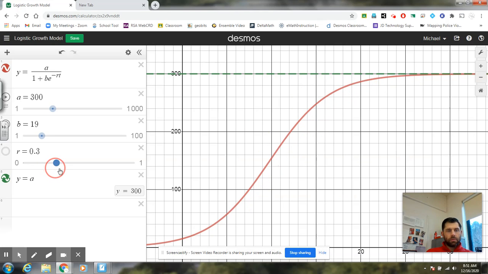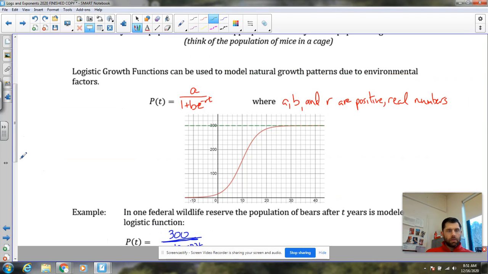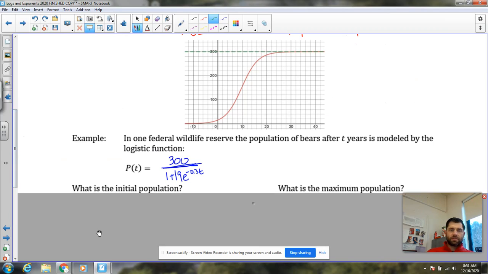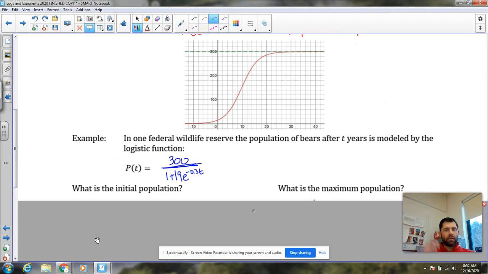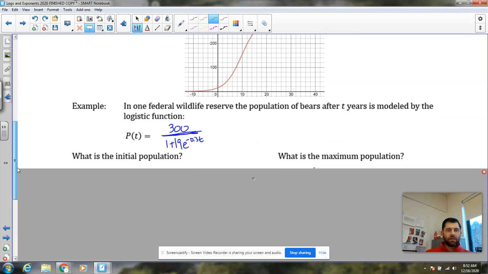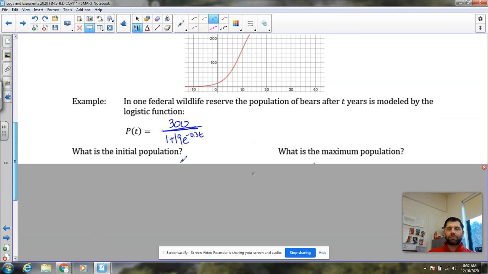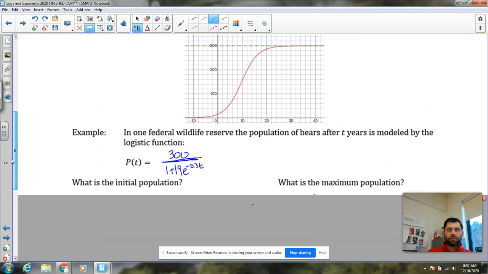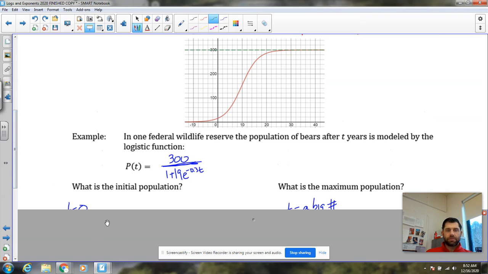Okay, so let's look at the example I have in your notes. So let's just take this made-up problem. In one federal wildlife reserve, the population of bears after T years is modeled by this logistic growth function. And that's what I have up above in the notes. That's what I showed you on the Desmos.